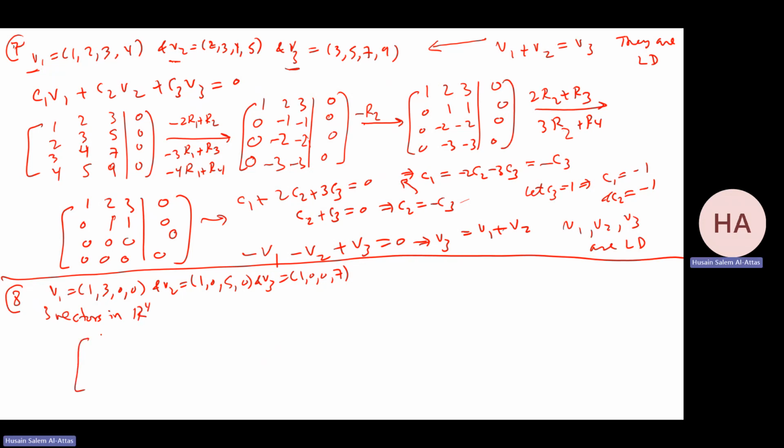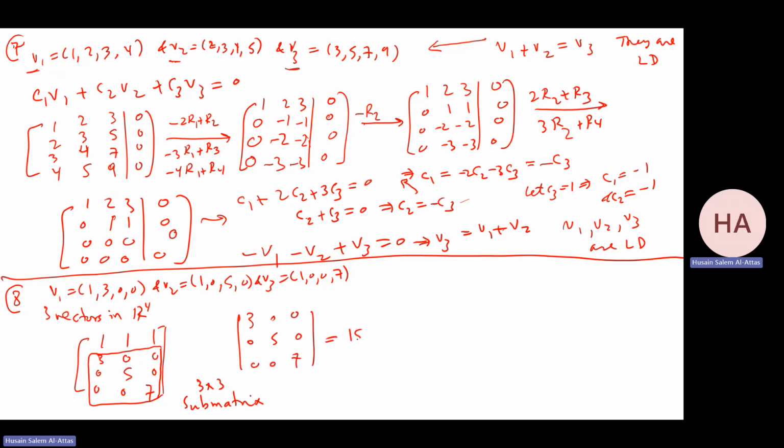So I need to deal with the submatrix. So I have 1, 3, 0, 0, 1, 0, 5, 0, 1, 0, 0, 7. If I take this submatrix, very clear. What will be the determinant? I need to take a 3x3 submatrix. You can take any combination. This is just 3x3: 0, 5, 0, 0, 0, 7. That will be what? 15 times 7, which is not equal to 0. This is the most important. So right away, I can conclude V1, V2, V3 are linearly independent.